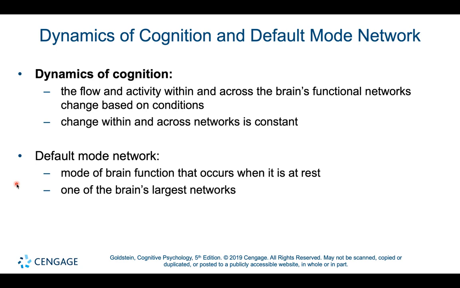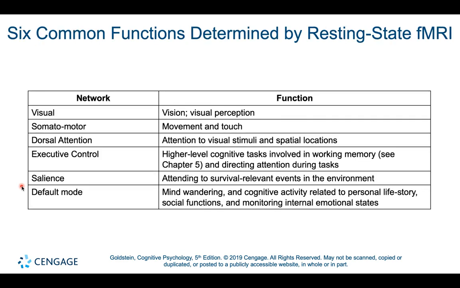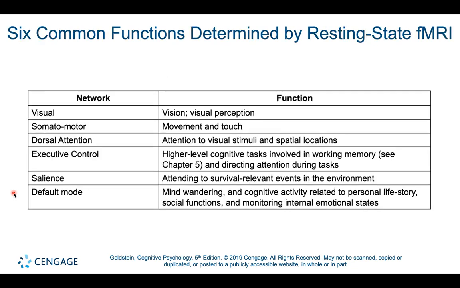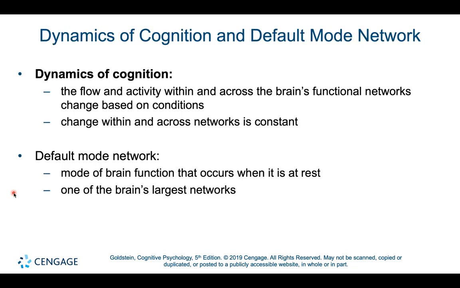and across time. So when we think about those dynamics of cognition, we also have to think about this default mode, which is really something that we don't understand as much about as some of these other networks or other localized functions. But this is what's happening to your brain when you're at rest. And we think it might be one of the brain's largest networks, and it might involve activity as well as the decrease of activity.